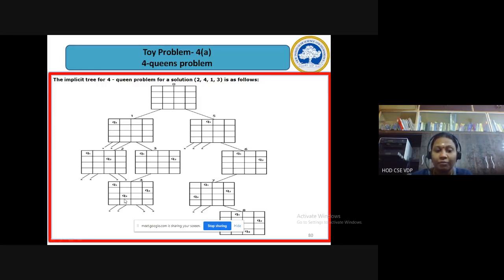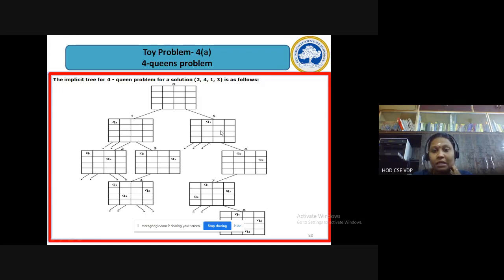So once it's placed in 3 comma 2, then you have to place the fourth queen, but the fourth queen you cannot place in 4 comma 1, 4 comma 2, 4 comma 3, and 4 comma 4 because in all places you have an attack. So obviously, since you cannot place it here, you have to backtrack. Once you backtrack to 3 comma 2, you cannot move your queen here. So obviously you have to backtrack again, and this queen can also not be moved. So you have to backtrack and change your first queen.